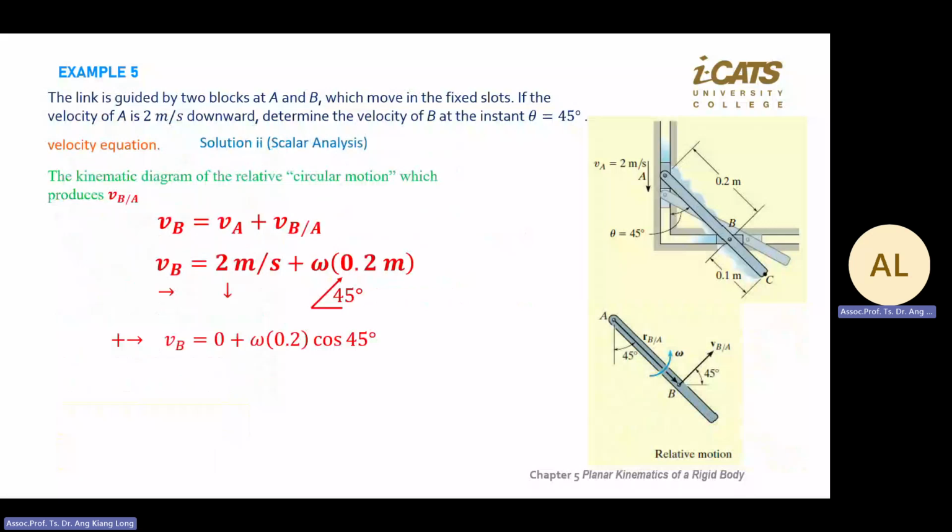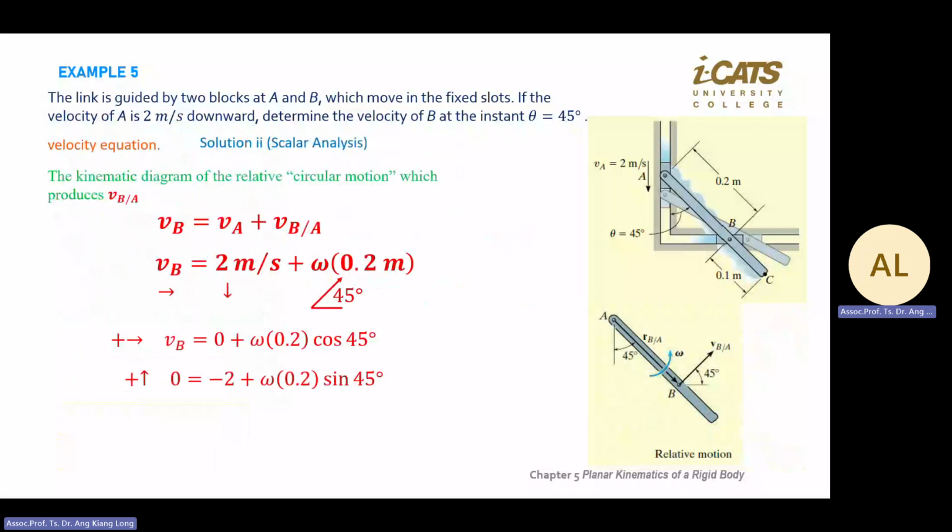Then you break into x and y directions like just now. So this one equals 0. Then this one breaks into the x direction, so cos 45. And then you do another one in the y direction. VB only works in the x direction, so y is 0. You copy negative because it goes down. This one you get sine 45. And you arrive at the same equation as the previous one.